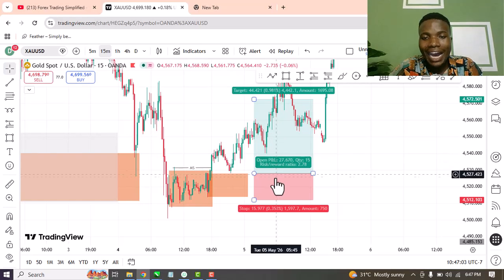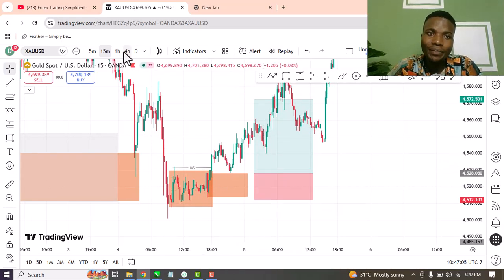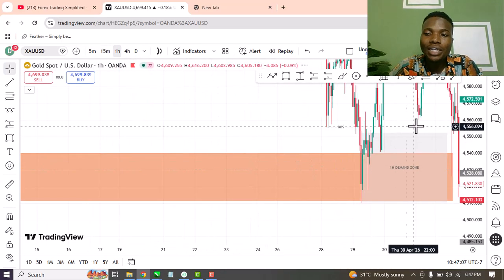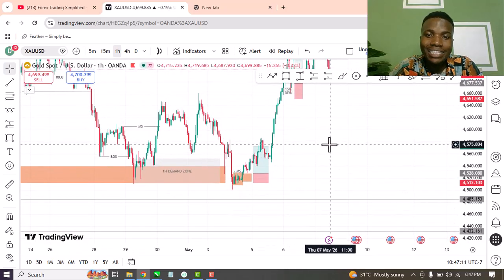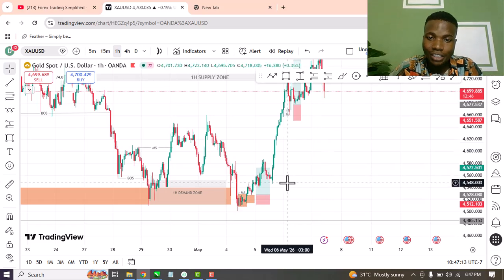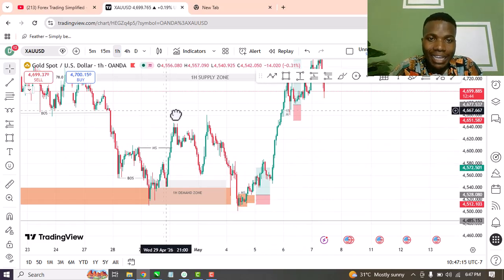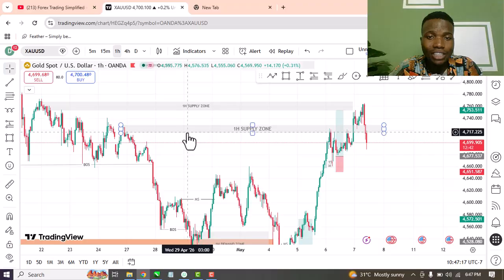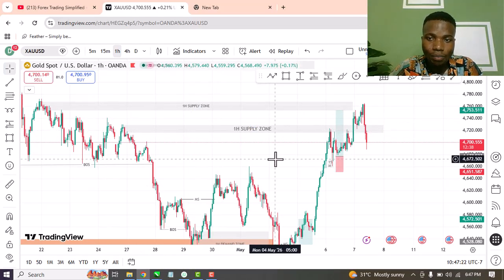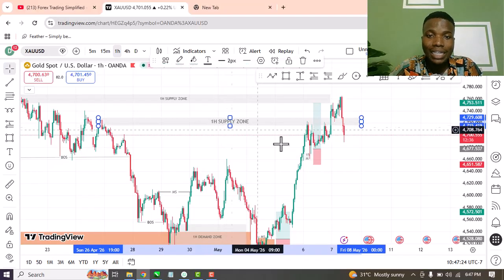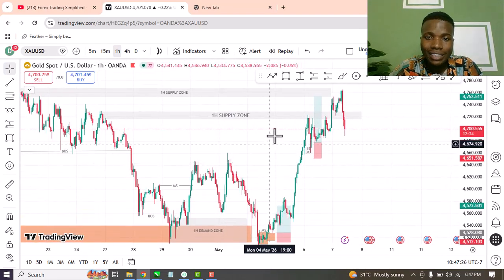So since I have my market shift right there, I would have entered the trade at this point here. And sincerely, had it been that I traded this market, I would have targeted... You can see that I've already even marked out my 1 hour supply zone, the extreme one, and the internal supply zone.